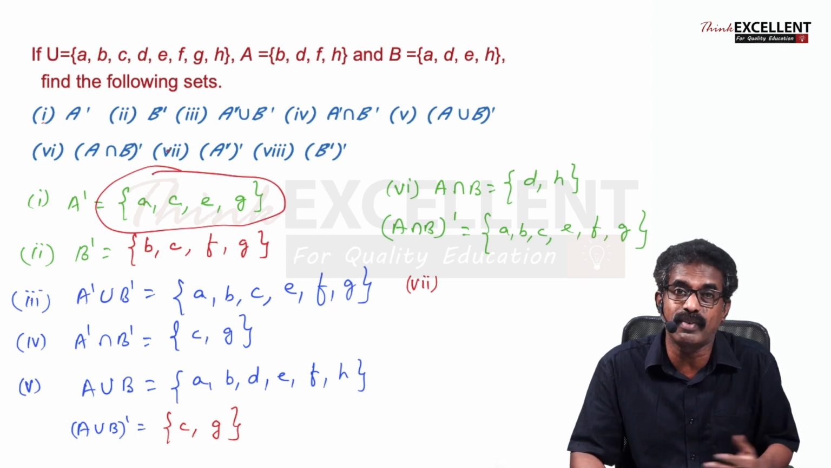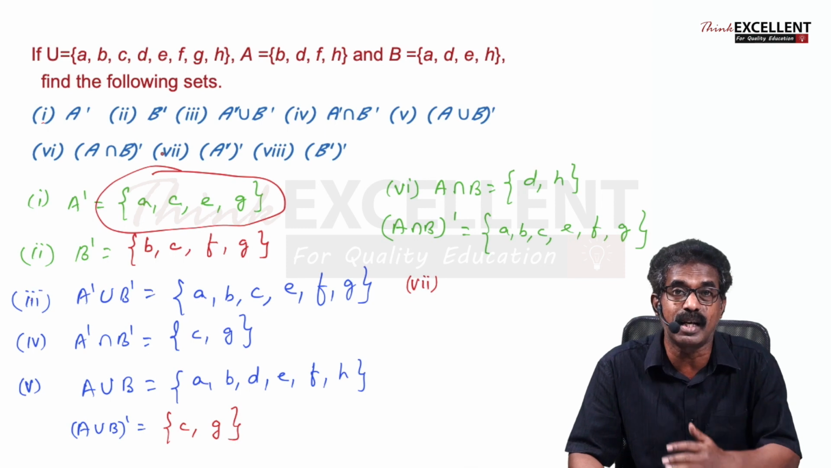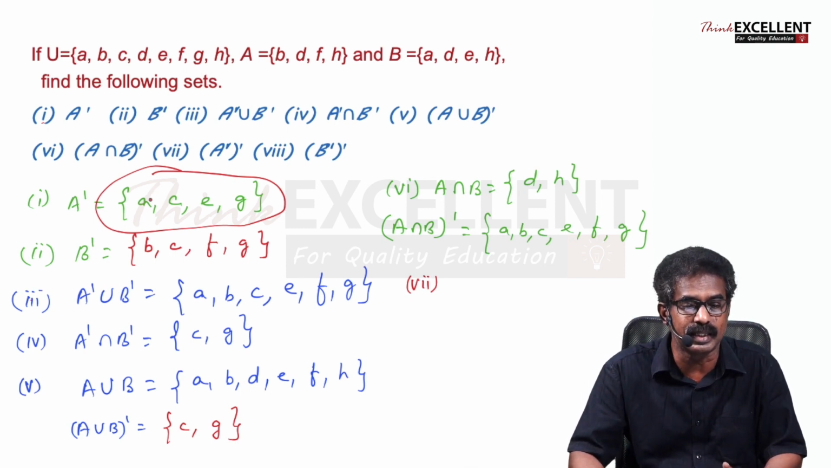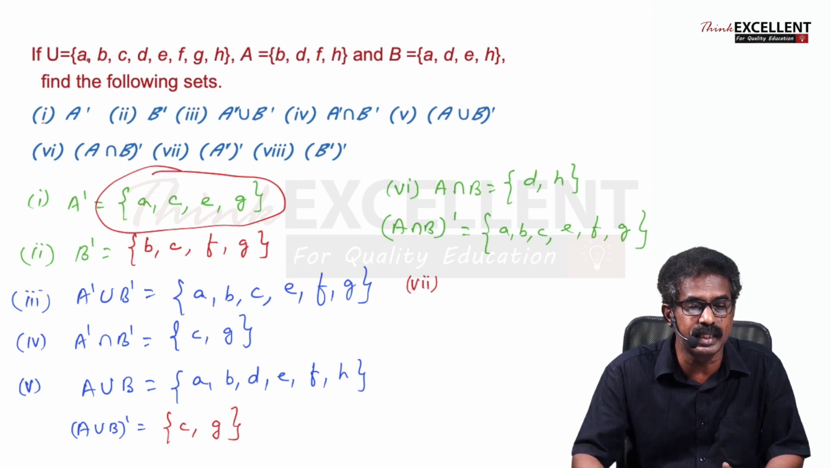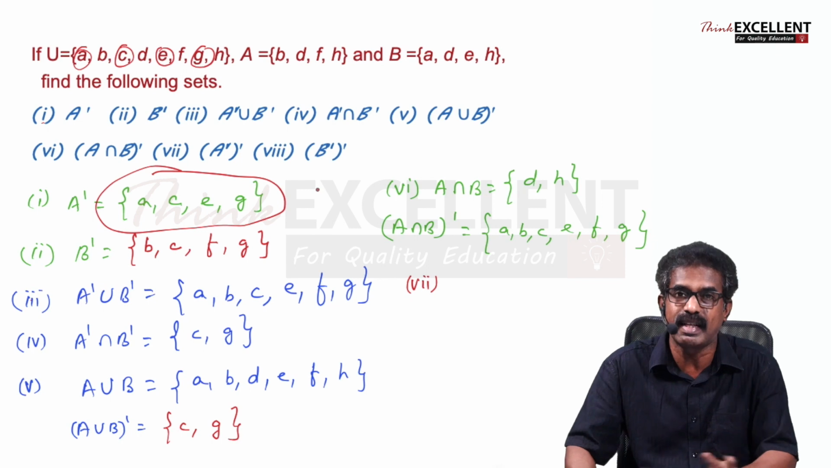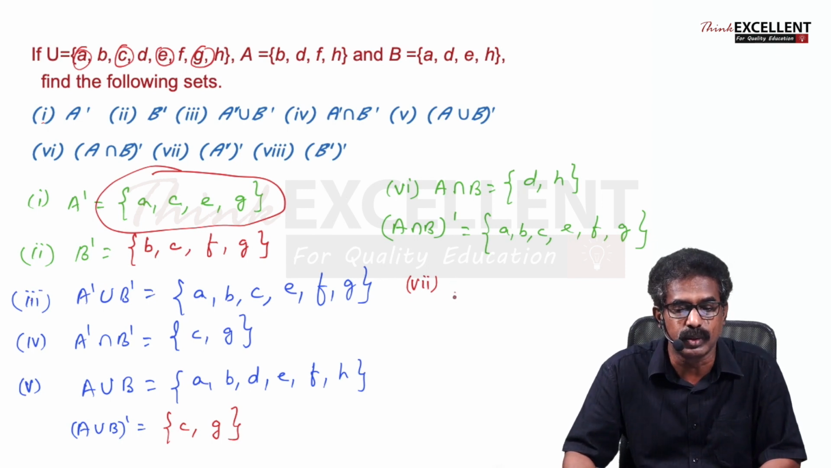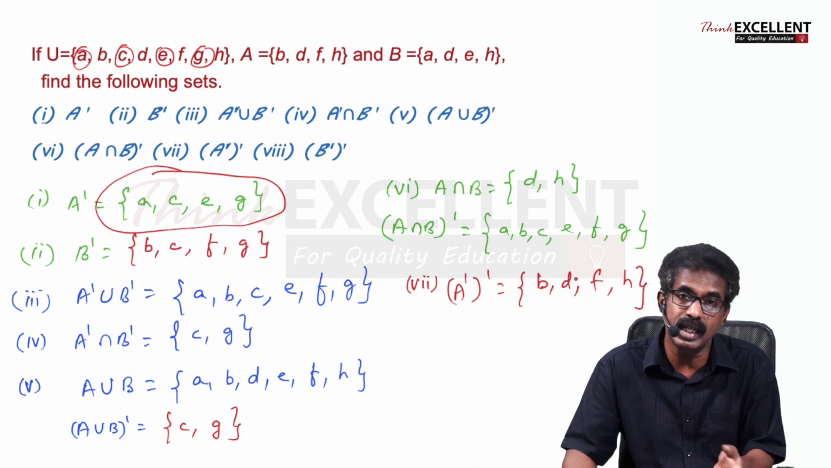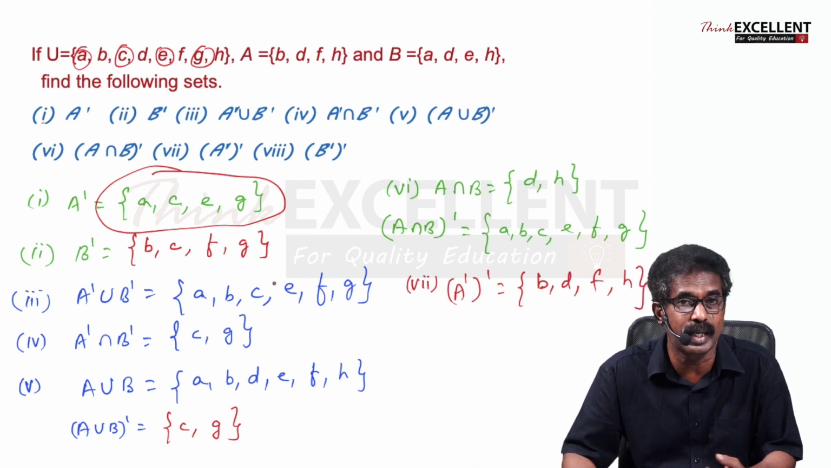The complement of A dash: elements which are not in A dash. In A dash we have A, C, E, G. Leave those 4. Write the remaining. So A dash the whole dash is, what are the remaining elements? B, D, F, H, right? So first you have to find A dash, then its complement. A dash already got it, so I didn't write the step again.